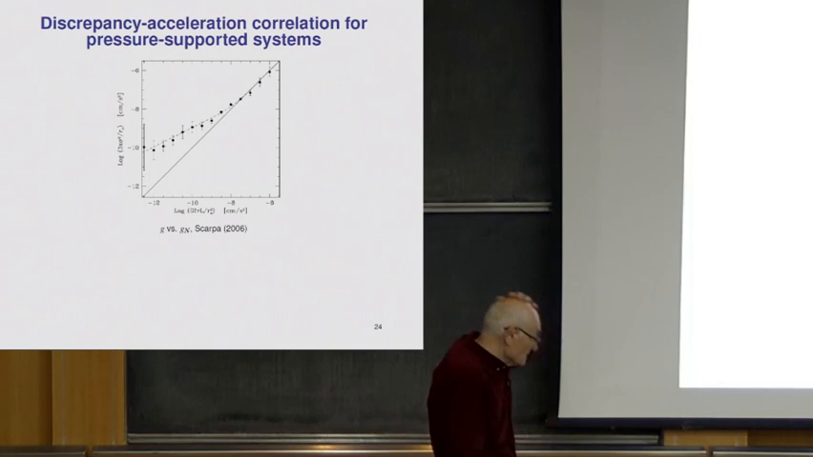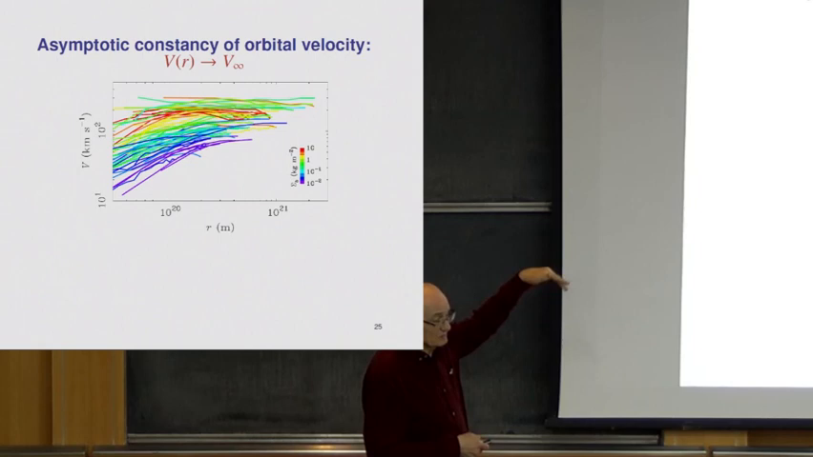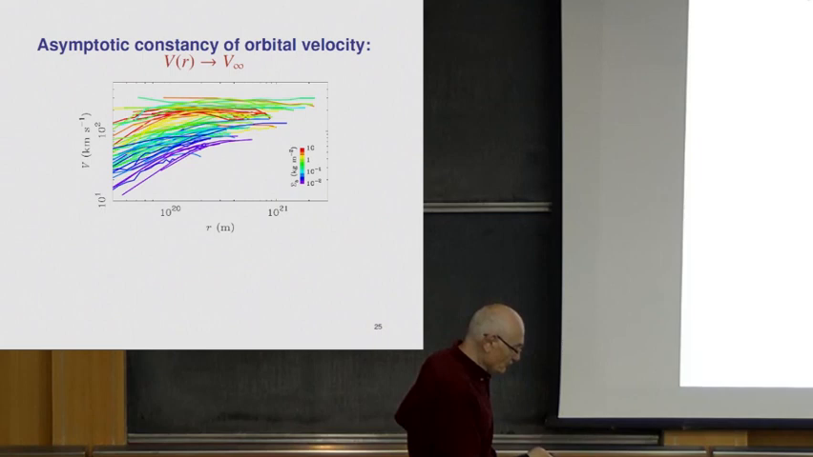This is very quickly just to show that indeed rotation curves of many galaxies are asymptotically flat. You could have seen this in all those many panels of rotation curves that I showed before, but it's just collected here on one plot.